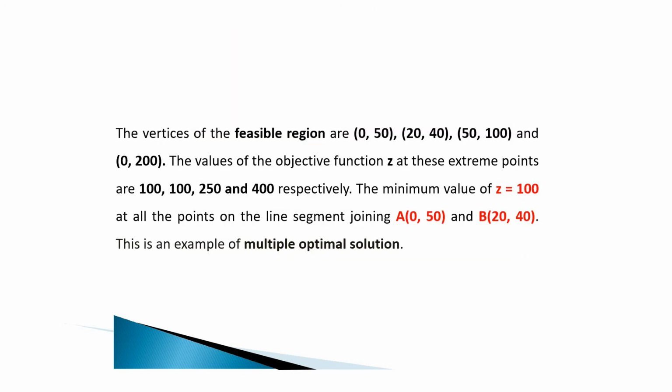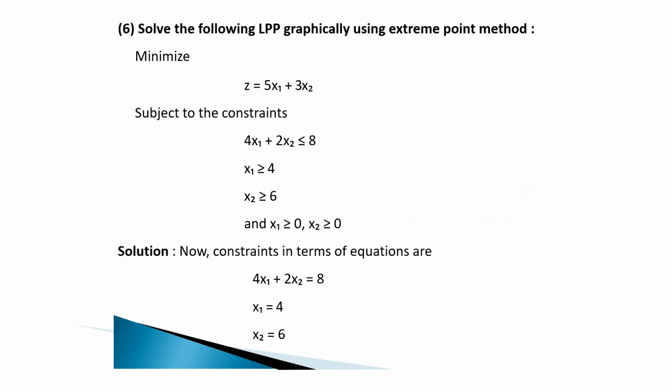And we wanted minimization of the objective function, so it is 100 at 2 points (0, 50) and (20, 40), and all the points on this line segment joined by A and B. So here we ended up with multiple optimal solution. Next question.